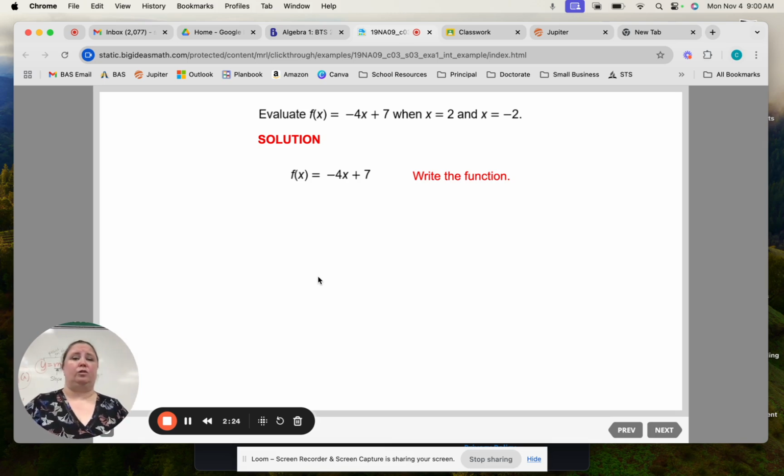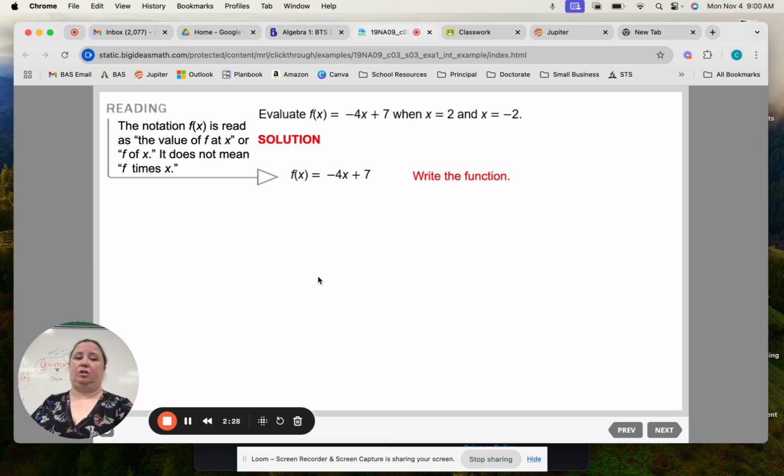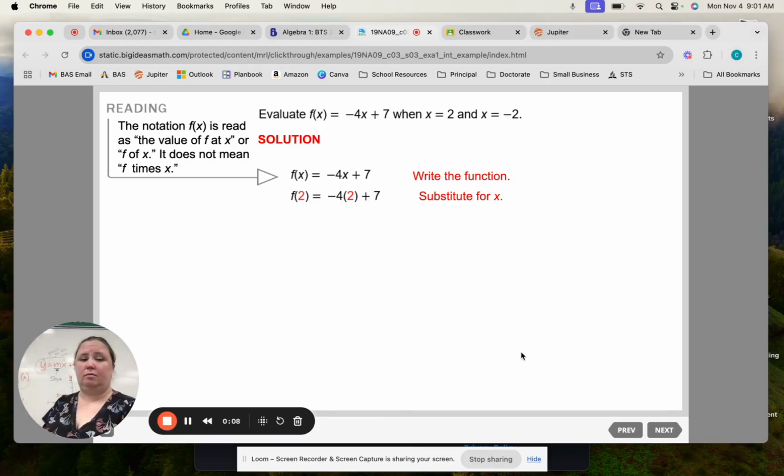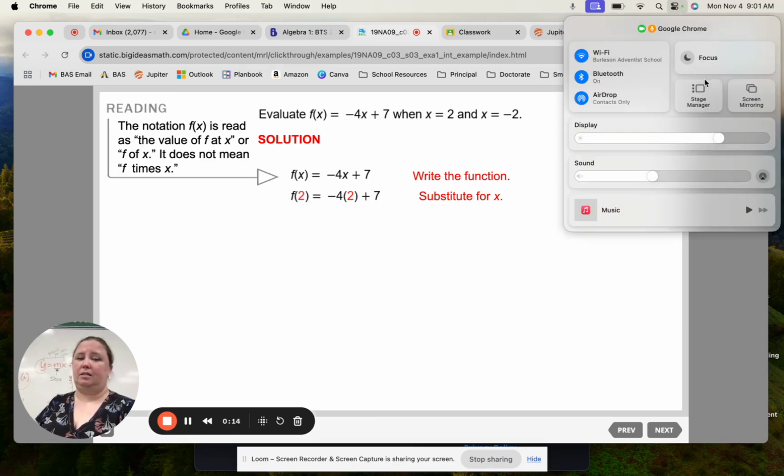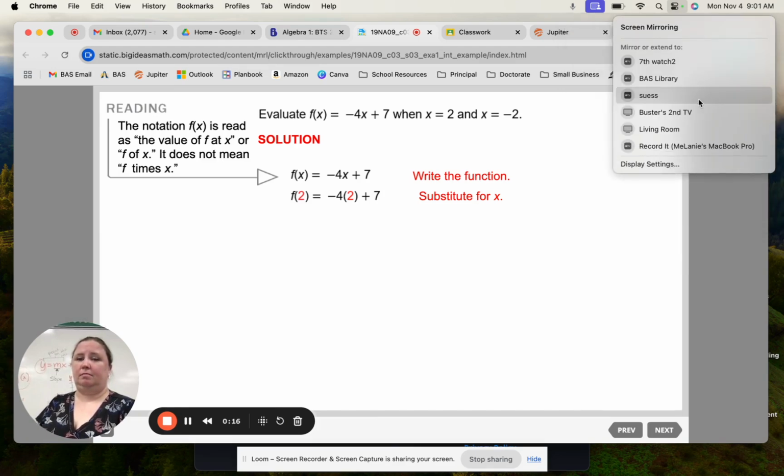Okay, so let's solve it with 2. So we're going to replace the x with the number 2. So when you plug in 2 where x is, you have negative 4 times 2 plus 7. What is negative 4 times 2? Negative 8. And then plus 7? Negative 1. Very good.